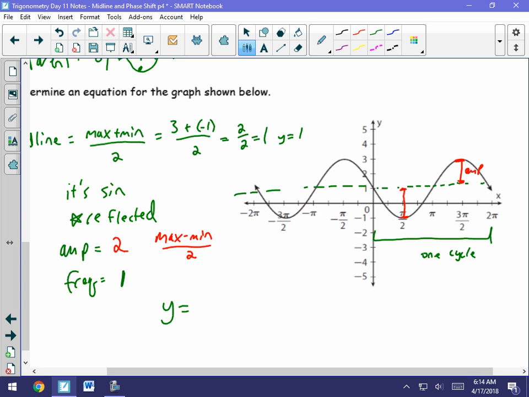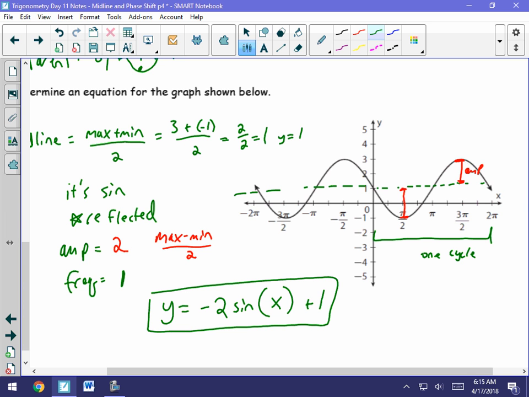Okay, and then putting that all together to make our equation. The negative's got to go out in front for the reflection. Oops, except it's 2, sorry. Negative 2 sine, and our frequency was just 1, x. And then don't forget this midline. We have this vertical translation, so we've got to put the plus 1 on the end. Okay, so negative 2 sine x plus 1 should be the equation of that. Again, you can check it on your calculator just to confirm.